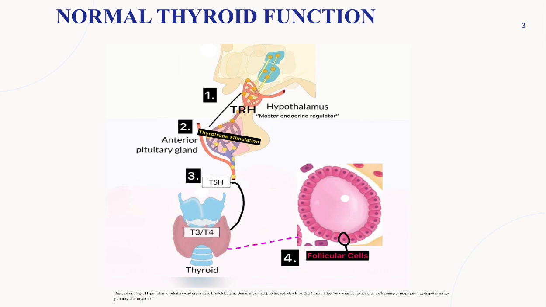These stimulated thyrotropes are going to release TSH, known as thyroid stimulating hormone, and they're going to travel to the thyroid gland. So you'll see TSH being released right here at stage 3 and traveling down to the gland. When the TSH arrives at the thyroid gland, it's actually going to bind to follicular cells that are surrounding it. So this process is seen here at stage 4.